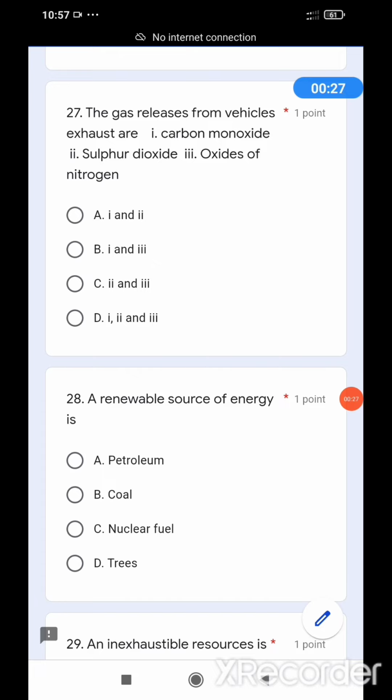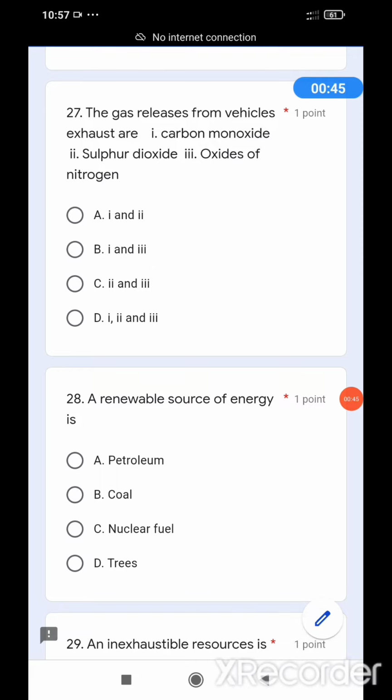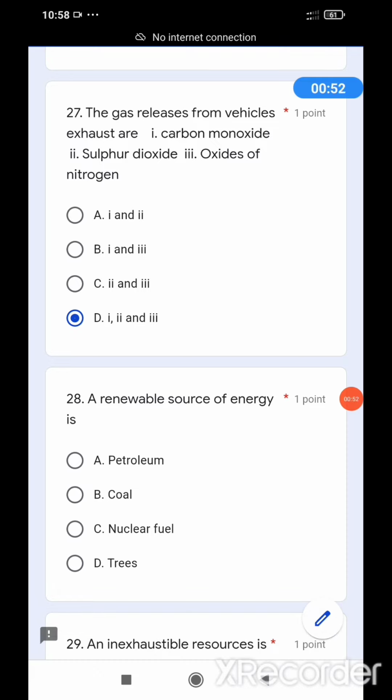27. The gases released from vehicle exhaust are carbon monoxide, sulfur dioxide, oxides of nitrogen.